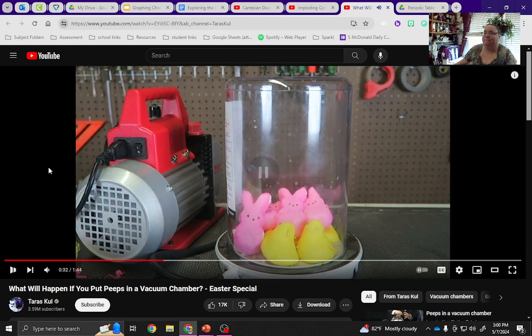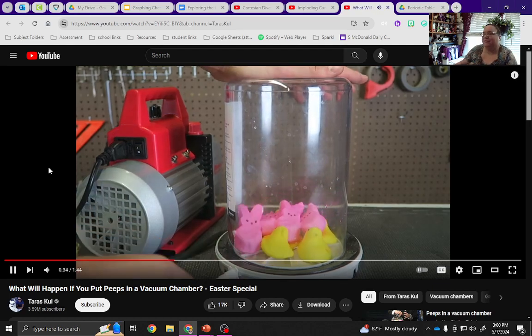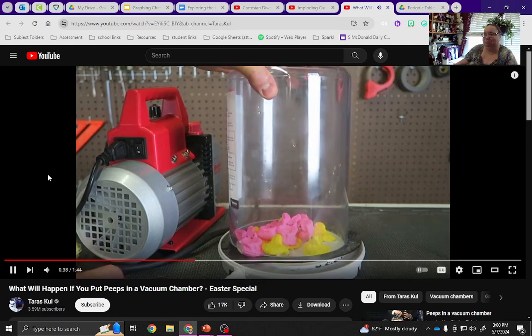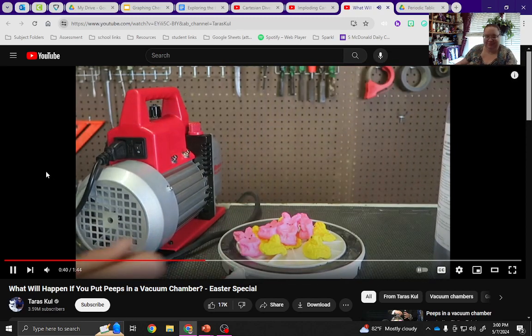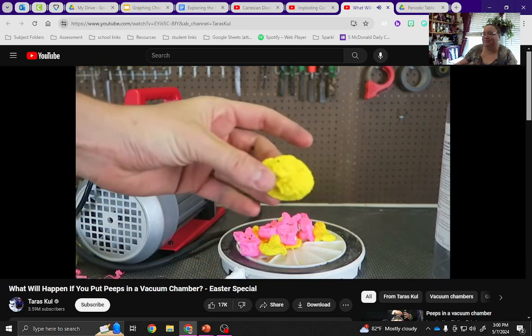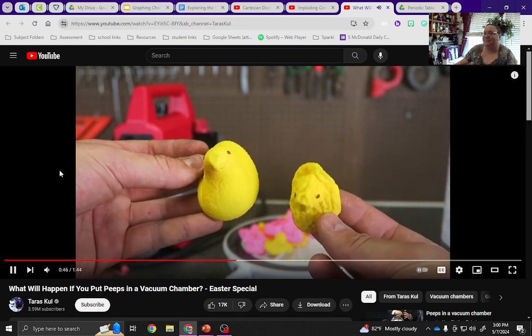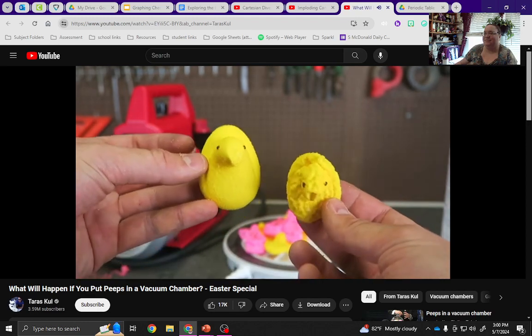Wow, they actually... And also notice what happens to the peep once they stop removing the air and they actually put the air back into the container. Imploded. Look at this. Oh my goodness. Look how much smaller they are. Look at this. This is what it used to look like. Now this is what it is. It's just imploded inside of it.